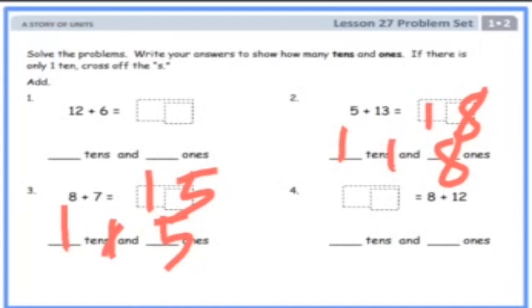Number 4 and the last, we have 8 plus 12 equals what? That is 20. Yes, you can see my 2 is placed in my bigger card and 0 in the smaller card, which is the tens and the ones. How many tens now? 2. And how many ones? 0. Will I cross off the S? No, because it is not 1 ten. It is 2 tens. So plural, more than 1, right?